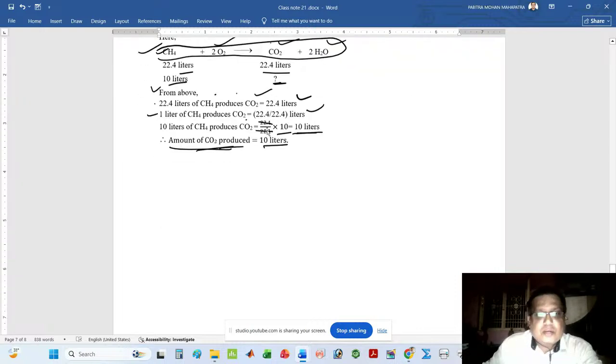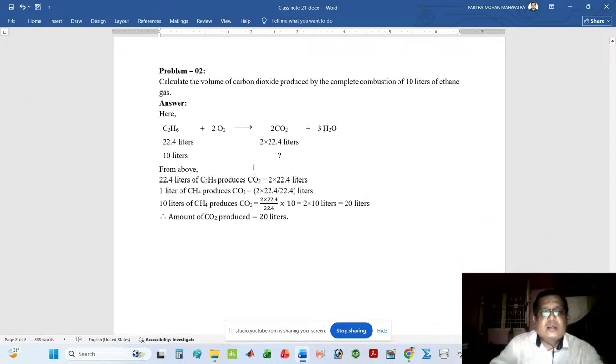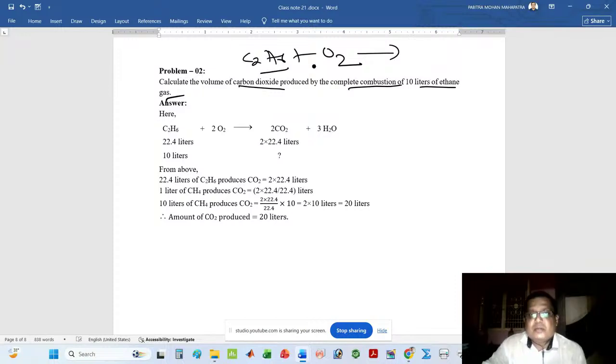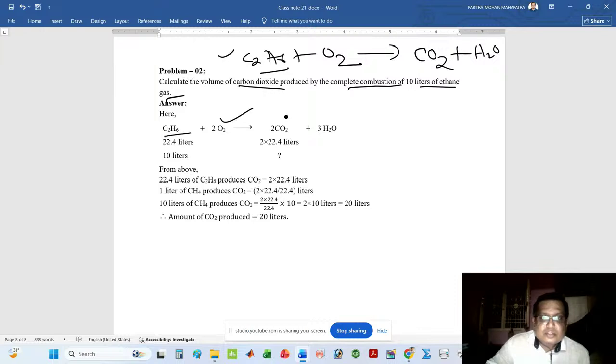Next, move to problem number 2. Calculate the volume of carbon dioxide produced by the complete combustion of 10 liter of ethane gas. The formula of ethane gas is C2H6. Combustion means reaction with oxygen. Every hydrocarbon, methane, ethane, propane, butane, pentane, hexane, when it undergoes combustion, gives two products: carbon dioxide and water. The balanced equation is C2H6 plus 2O2 gives 2CO2 plus 3H2O.